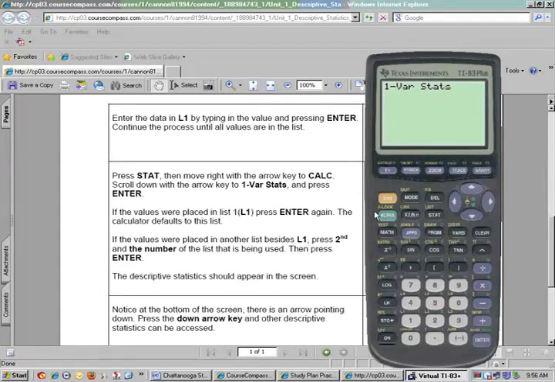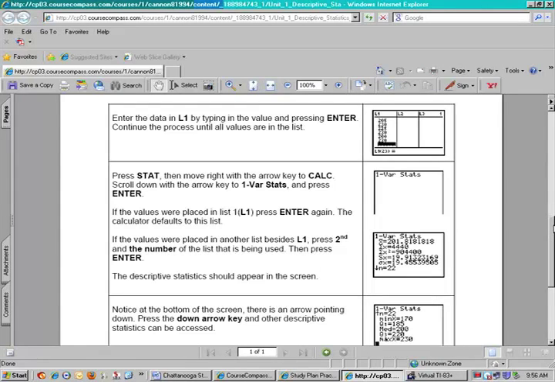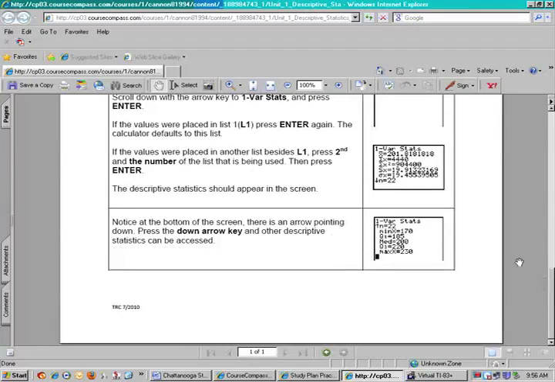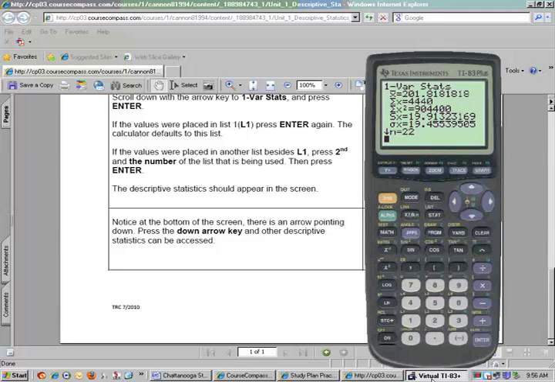But notice our values are in list 1. So you push second and the number 1, because above number 1 it says L1. And it will say, okay, I'm going to calculate one variable statistics on list 1. But you've got to be sure to push enter. And now you will have a set of values that will come up on your screen. Now let me scroll down. You can see they should be the same ones that we have. What I want to do is go through and show you what we have.